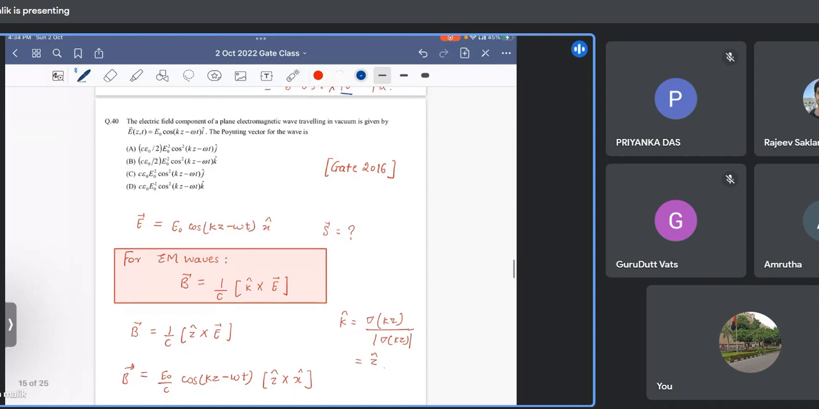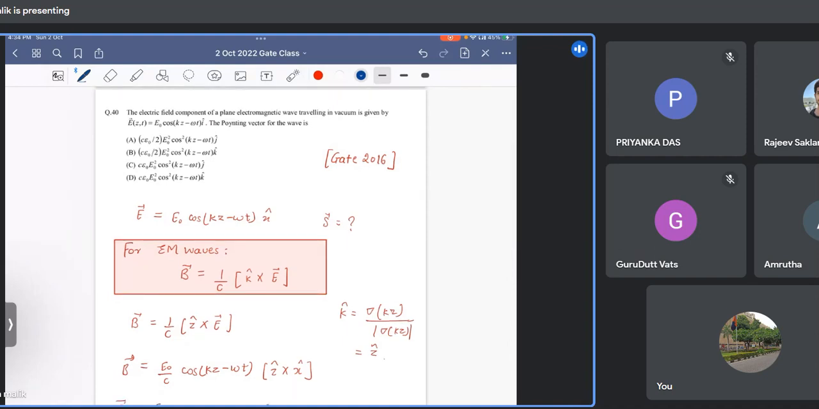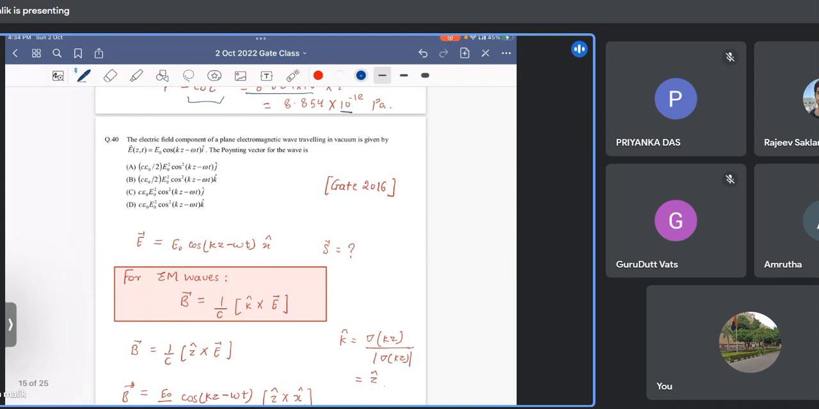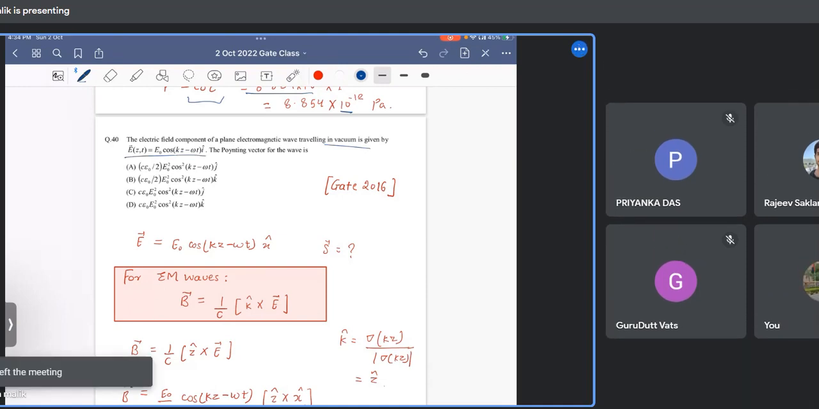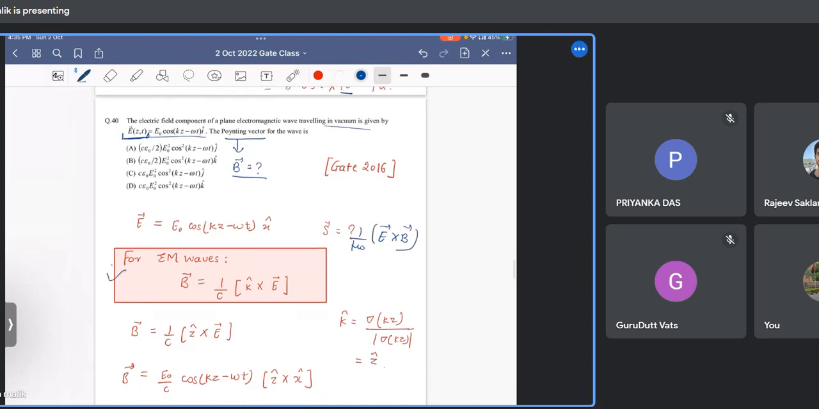Now this is question number 40 in the GATE 2016 exam. The electric field component of a plane electromagnetic wave traveling in a vacuum is given by E naught cos(kz minus omega t) i cap. The Poynting vector for the wave is asked. Now we are given the electric field vector. We have to calculate the Poynting vector, and for that we must know the magnetic field, since the Poynting vector is given by 1 by mu naught E vector cross B vector. So we are going to use this formula for the calculation of the magnetic field, and this is valid for an EM wave in free space.